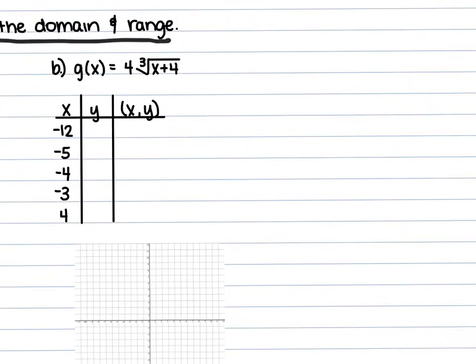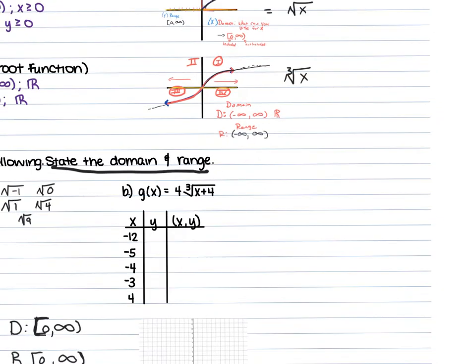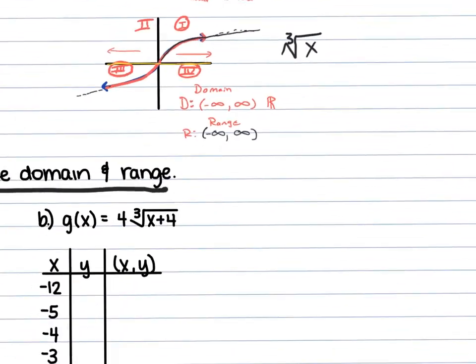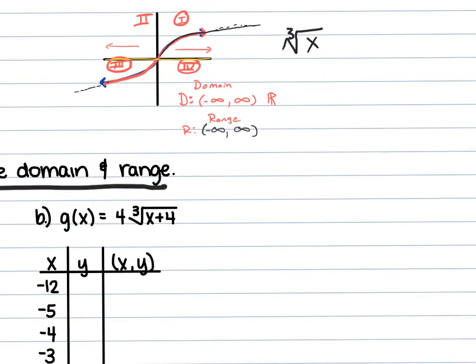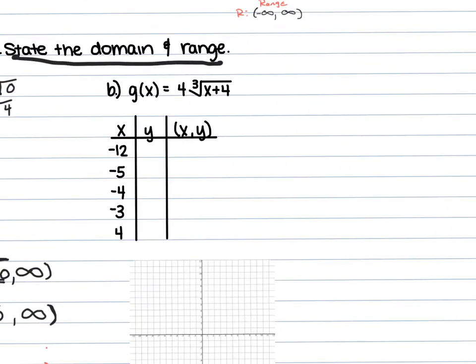Notice that this is the cube root function, but things have changed here. This is not just the parent function. It's this one, except they added a 4 underneath and a 4 on the outside. That's going to change things. So we need to look. It might change the domain. It might change the range. We're going to interpret that by finding points.